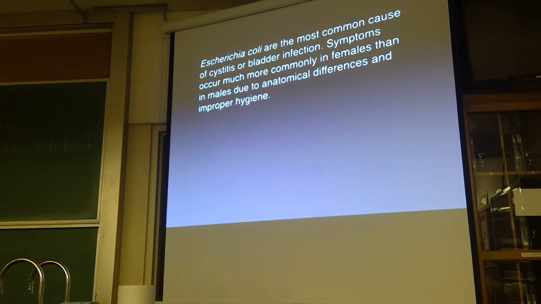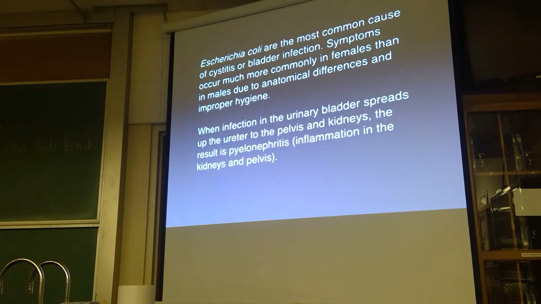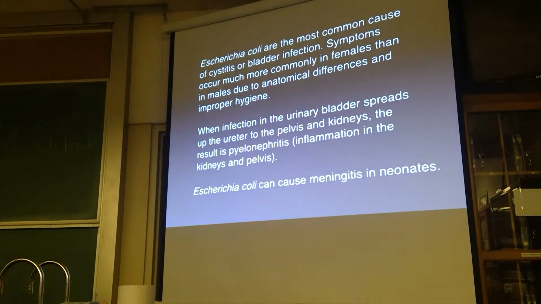From there, they go up into the bladder, and then they can go up the ureter and get into the kidneys. So they can cause pyelonephritis, which is inflammation of the kidney. Then they can cause inflammation of the pelvic cavity. Escherichia coli can also cause meningitis, usually in association with neonates. They cause all kinds of problems, and because you should all know the name Escherichia coli, you should be able to write that into a blank. It's not going to be a match.